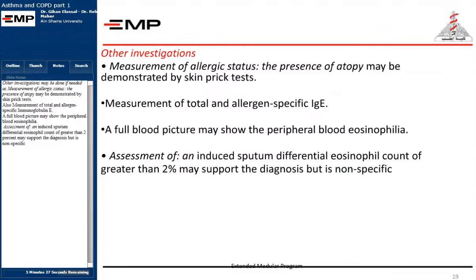Other investigations may be done if needed, such as measurement of allergic status. The presence of atopy may be demonstrated by skin prick tests. Also measurement of total and allergen-specific immunoglobulin E. A full blood picture may show the peripheral blood eosinophilia. Assessment of an induced sputum differential eosinophil count of greater than 2% may support the diagnosis but is non-specific.